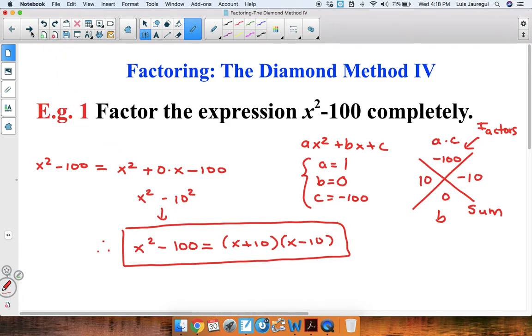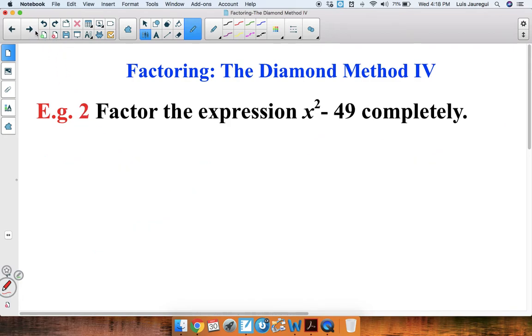Let's see another case. Example 2. Factor the expression x squared minus 49 completely. Once again, we can rewrite the x squared minus 49 as follows. This is equal to x squared plus 0 times x minus 49. And notice that this looks more in the form ax squared plus bx plus c. So we can now determine the values for a, b, and c.